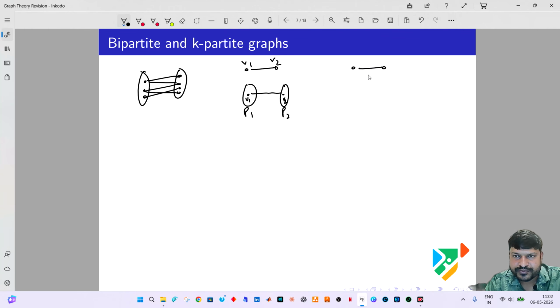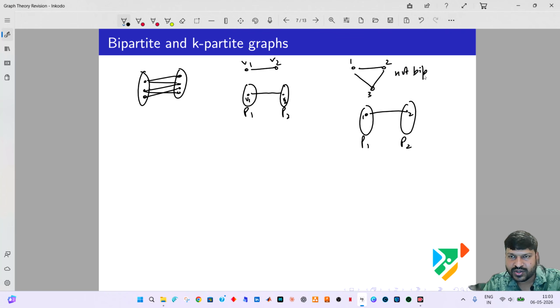What about this graph? V1, V2. For simplicity, I will use the labels 1, 2, 3. So put 1 in the first part. So 1 is adjacent to 2, so 2 will go in the second part. Where will 3 go? It is not possible to put it in part 1 because 3 should not be adjacent to 1. Can you put 3 in part 2? No, because 3 is adjacent to 2 as well. So this is not bipartite. Let's consider one more example.